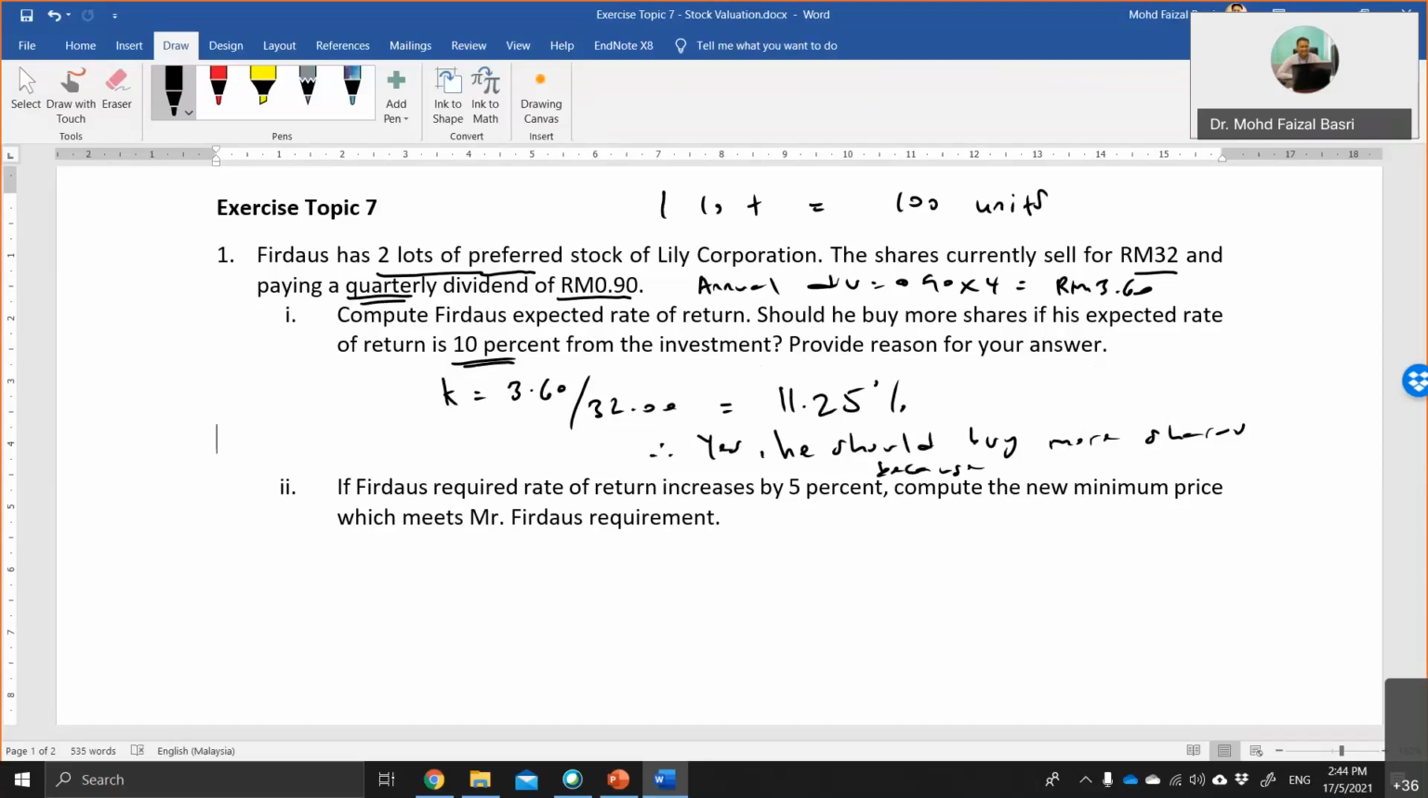So the question asks, should he buy more if his required return is 10%? So obviously the suggestion is that he should buy more, because this investment gives a return of 11.25%. Based on the current position, they're going to receive 3 ringgit and 60 cents, and this 3 ringgit and 60 cents currently sells for 32 ringgit only.